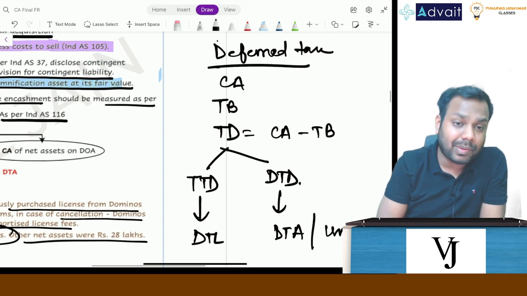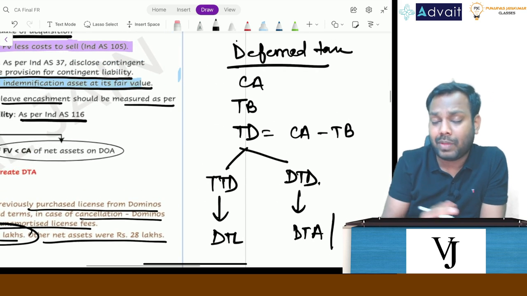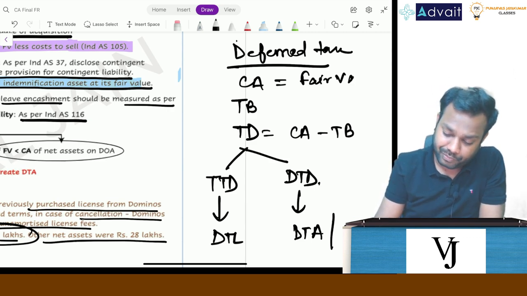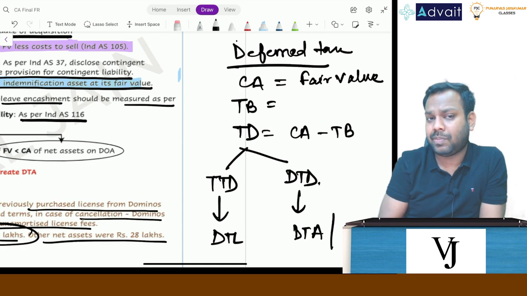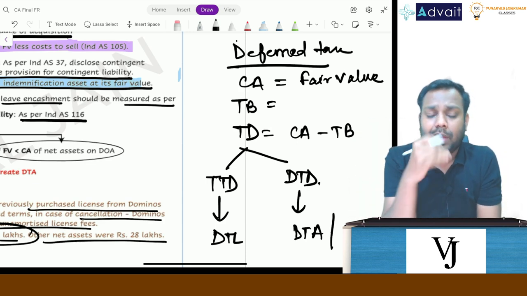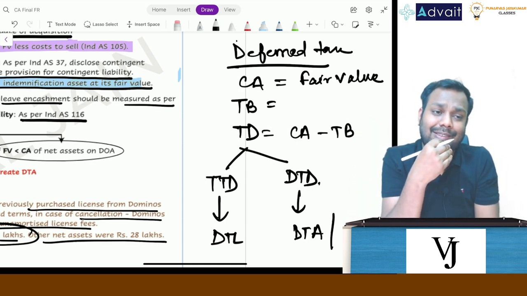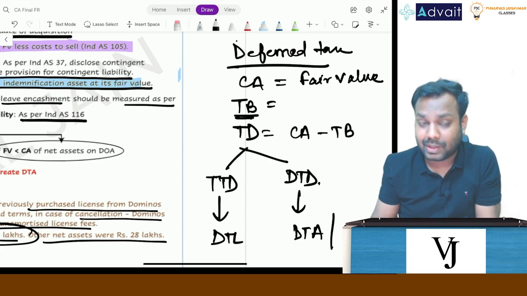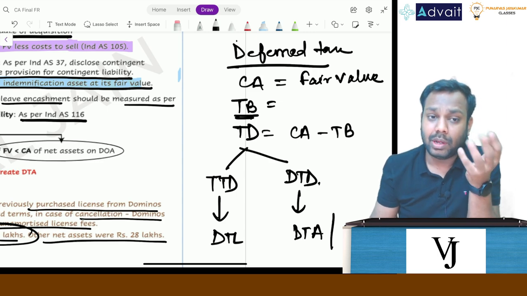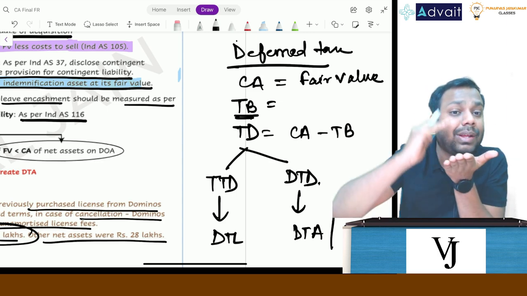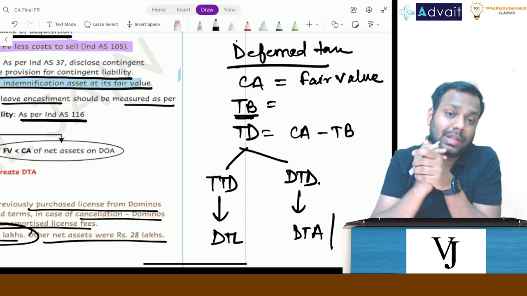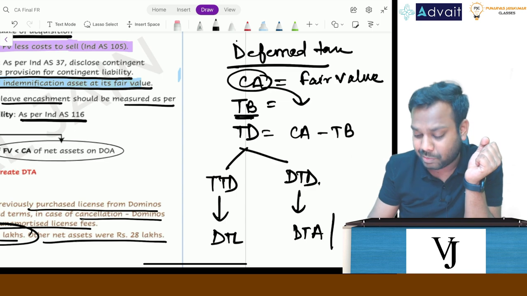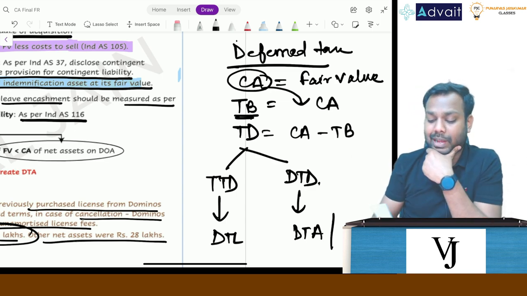Now, in the case of a business combination transaction, what is the carrying amount of the assets of the subsidiary? It is at fair value. Now, what is the tax base? Tax base means carrying amount as per the tax books. If you go as per income tax laws, it says the carrying amount of the asset in the tax books is the carrying amount in the books of previous owner. In the books of previous owner, okay. So what it will become? This is the carrying amount. So this will become the tax base, okay?